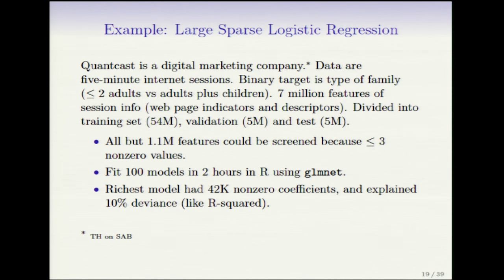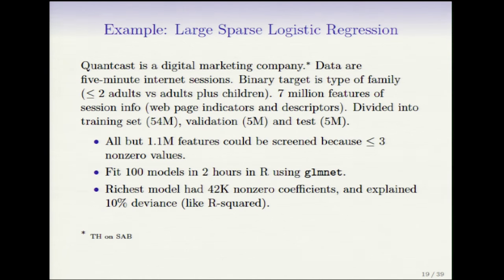The binary target is type of family. It's whether there were less than or equal to 2 adults, in other words, a family without children versus a family with children. They know the IP addresses for these sessions, they know the families because they provide internet service to these families. So it's a binary outcome.